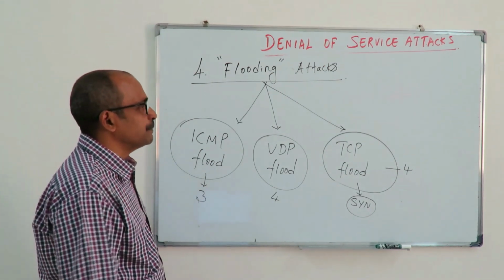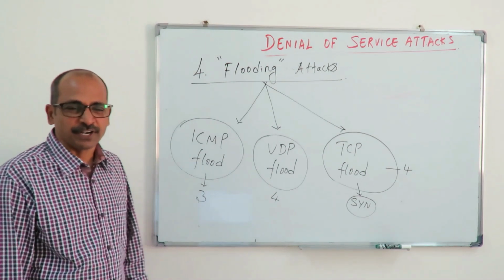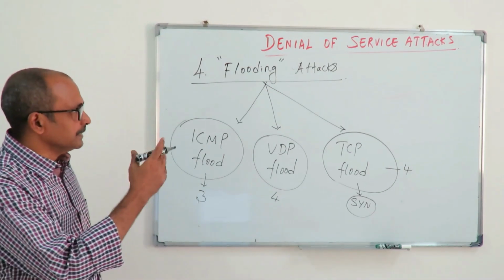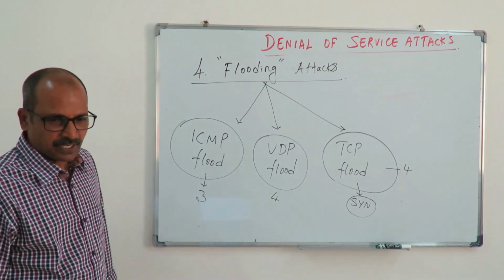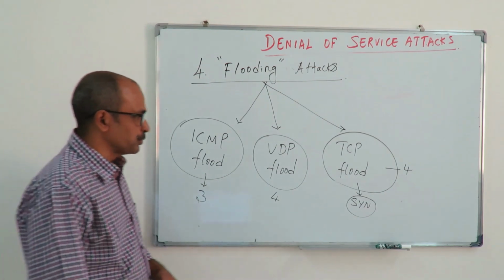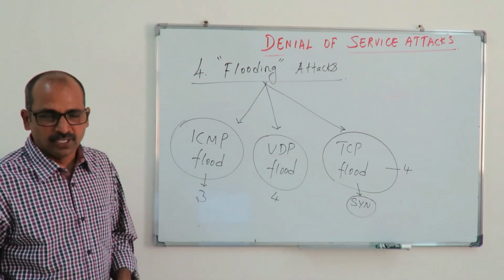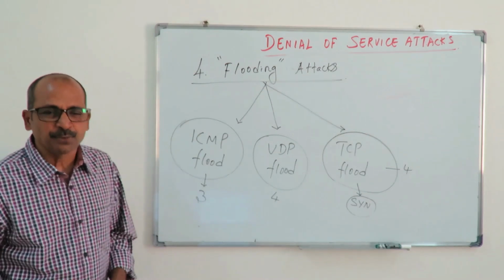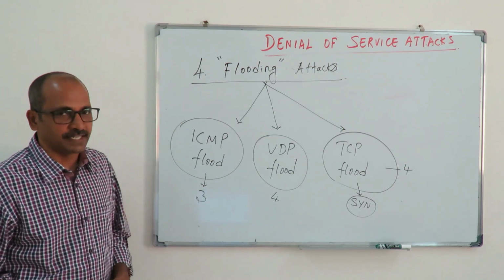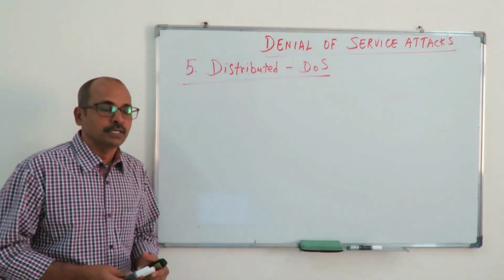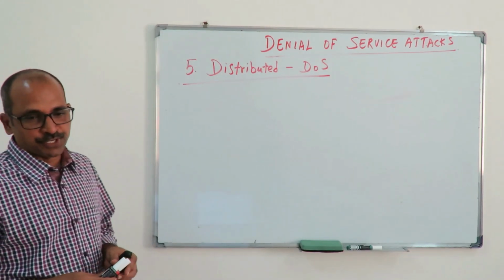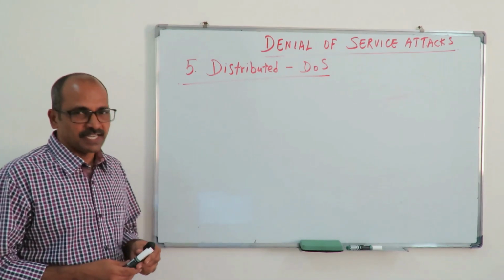So these are basically the three different types of flooding available in the denial of service attack. Now, moving on to the next one, which is a very important topic: distributed denial of service attack. So the fifth topic in this particular lecture is distributed denial of service attacks.